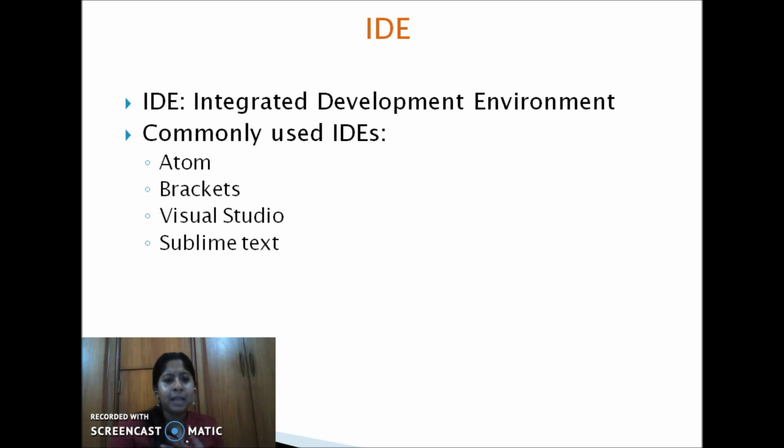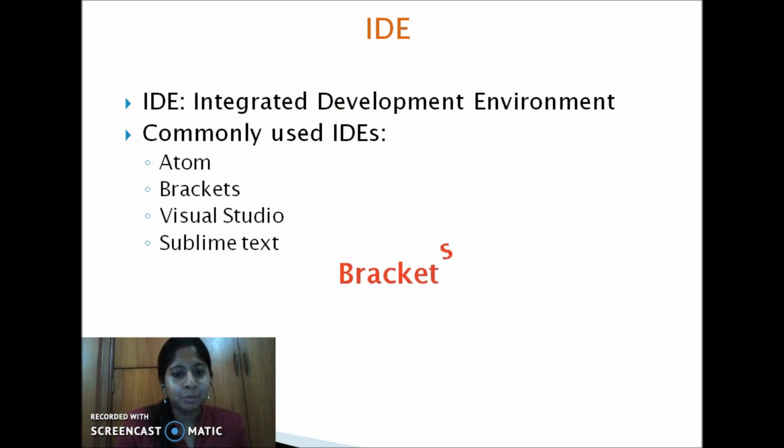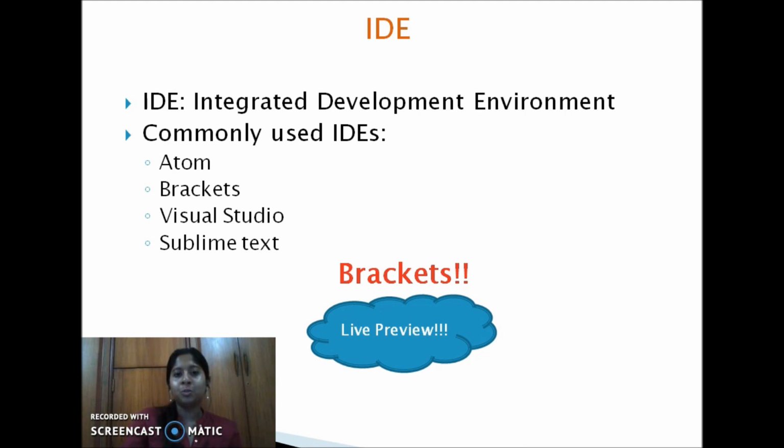Now there are multiple IDEs available. As I have shown you on the screen, there is Atom, Brackets, Visual Studio, Sublime Text. Most of the programmers like Sublime Text, but I personally do not like it that much. What we are going to use for this course is Brackets. Why? It has a very interesting feature which is called live preview. You can see the output as you write your code. So I'll just show you how it works.